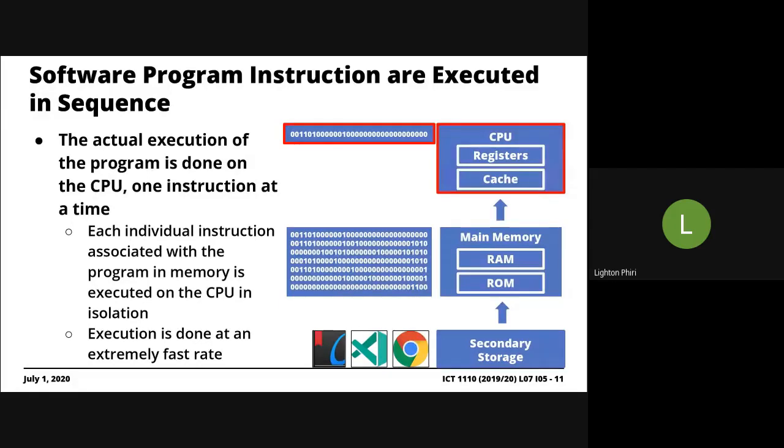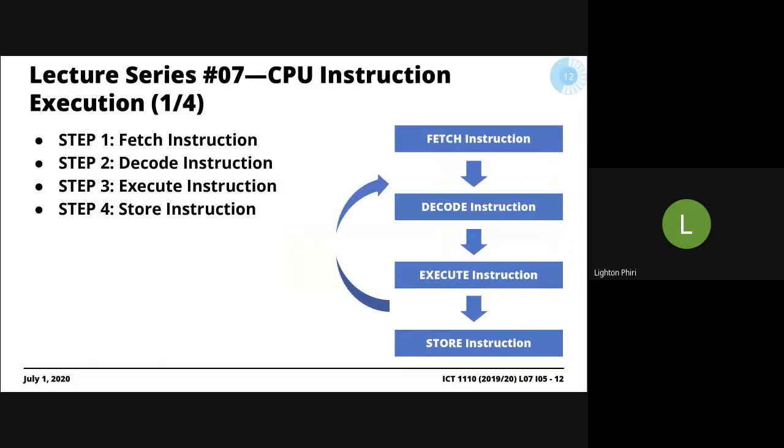But as they are using a particular piece of software, individual instructions associated with that piece of software are executed one at a time, right? So they're fetched from RAM, taken to the CPU for execution, one at a time. And so what we did was, in lecture series number 7, we went through this cycle, the execution cycle, went through the various stages associated with the execution of those individual instructions.